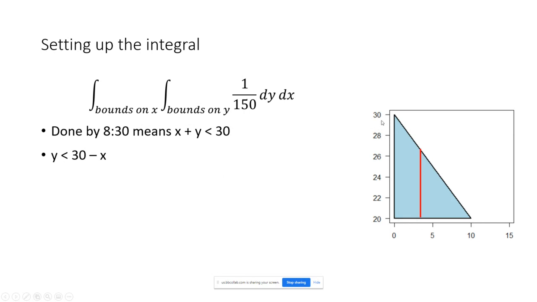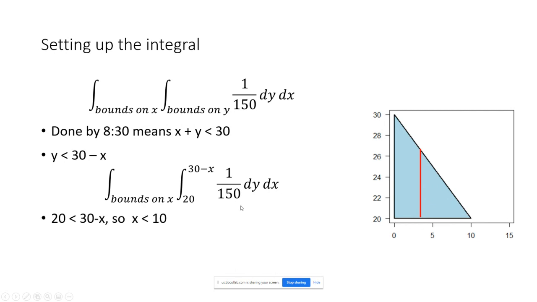So our line is y is less than 30 minus x. So our bounds for our inner integral would be from 20 up to 30 minus x. And our outer integral, so 20 is less than 30 minus x. So x is less than 10, because y can't be less than 20. So our bounds on x then would be from 0 up to 10.